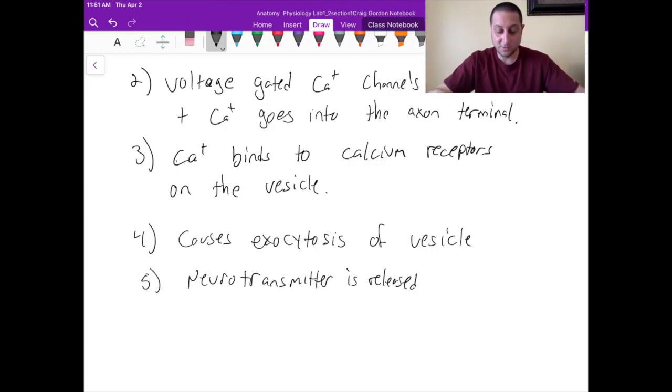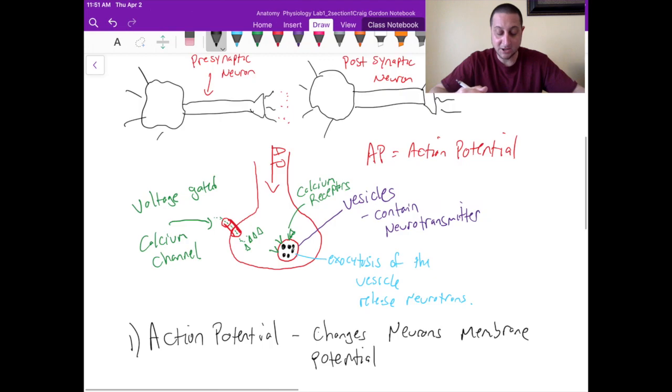All right, so one more time, we'll take a look at this diagram. You have your action potential. Your voltage-gated calcium channel is open. Calcium goes into the neuron or the synaptic bulb, which then binds to the vesicle's calcium receptors. The vesicle opens, there's exocytosis, and the neurotransmitter is then released into the synapse. And then it will bind to the next neuron that has those particular receptors.